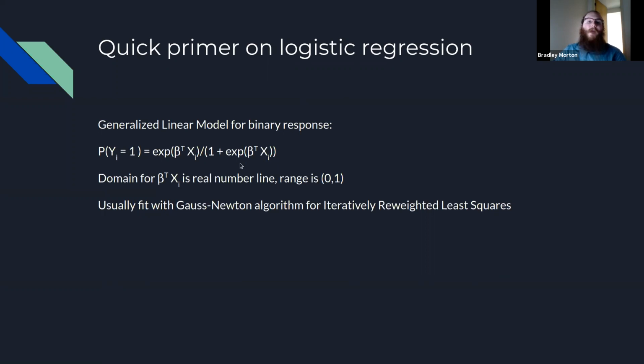If we look back at this, we can observe that this is how you move backwards from log odds. You take log odds and you put them here and here, and then you get a probability back out. This also has the convenient feature that the domain is the whole real number line, so any possible real number, whereas the range is just 0 to 1. So we can map any real number to a probability this way. The fit for this is usually done with the Gauss-Newton algorithm for iteratively reweighted least squares. I'm not going to go into more detail on that here.